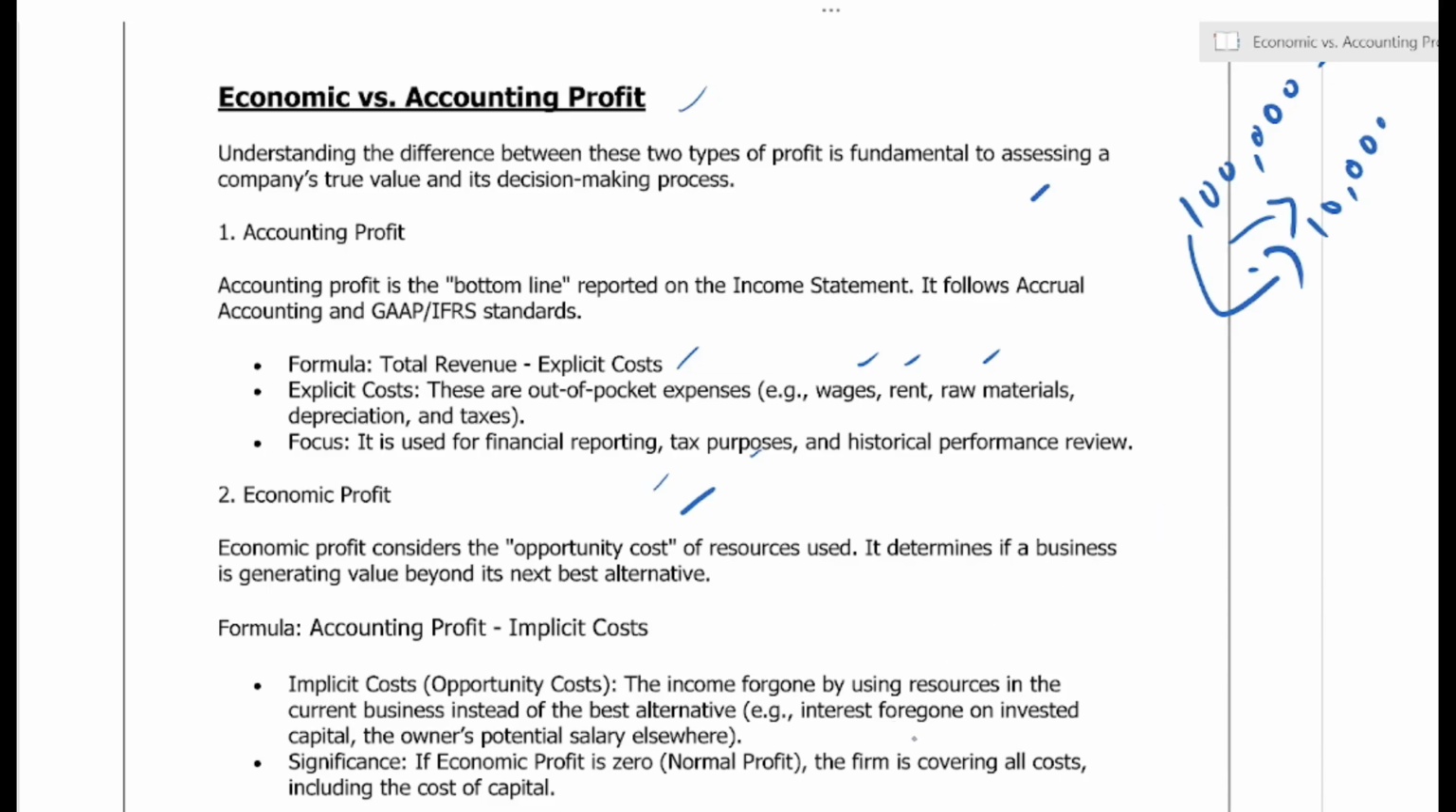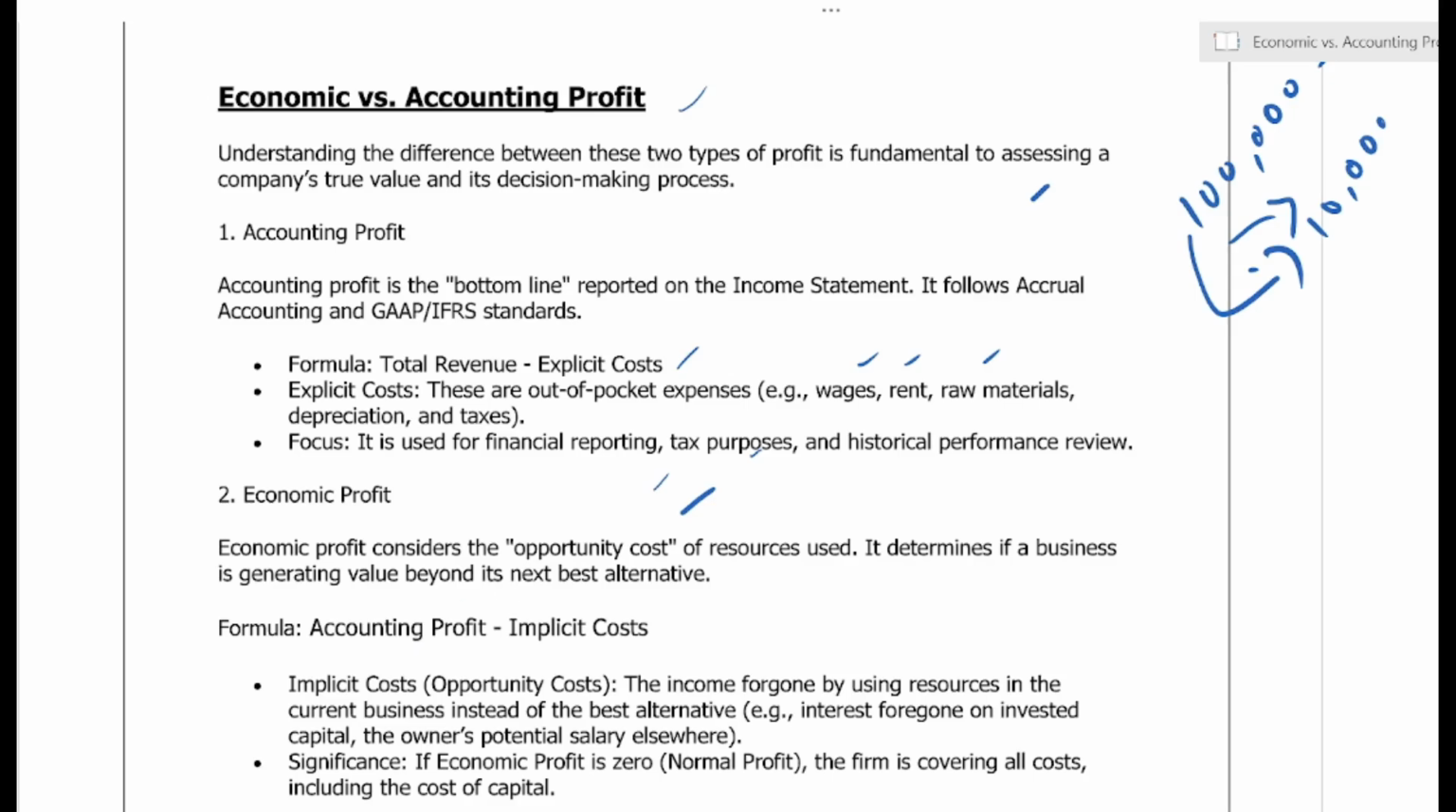Suppose the interest foregone on invested capital, or the owner's potential salary elsewhere. Suppose the owner is working in the same business. There might be an opportunity cost like the owner's potential salary if he worked somewhere else. All these are opportunity costs for the business. So in the economic profit, we are considering this opportunity cost as well. The formula for economic profit is accounting profit minus all implicit cost.